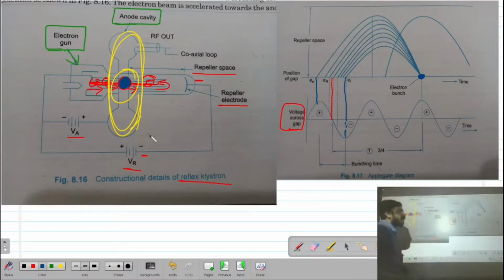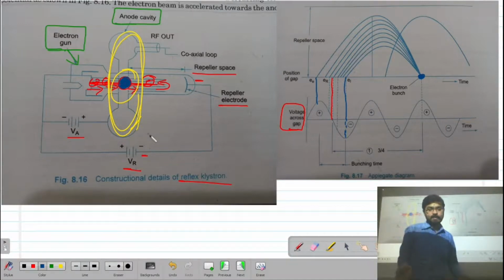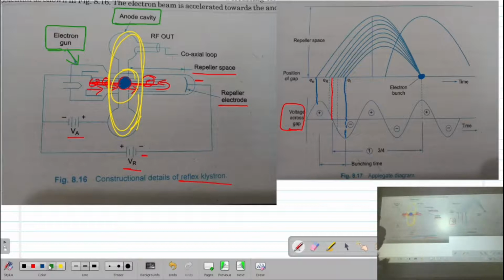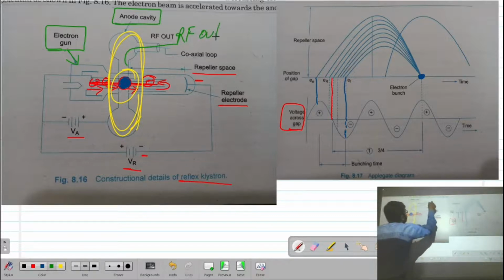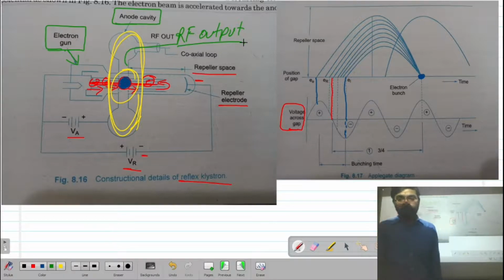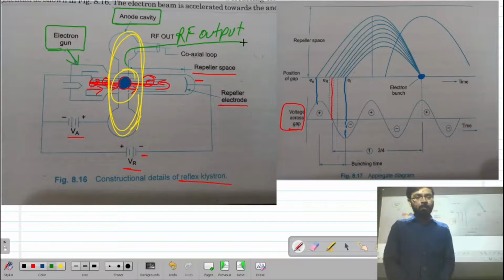That is due to sustained oscillations, and from there an RF output signal will be taken. So I think this will be clear with respect to the reflex klystron.